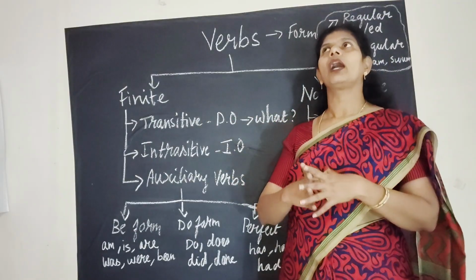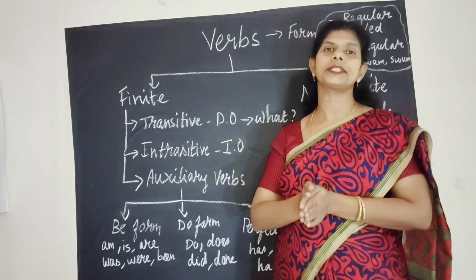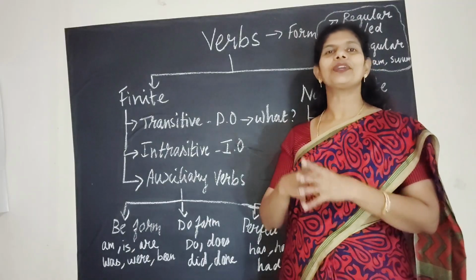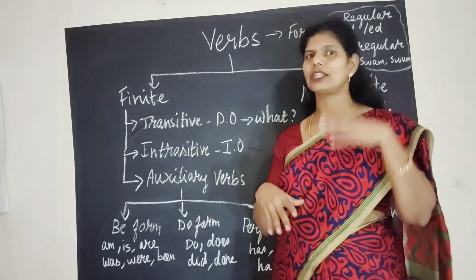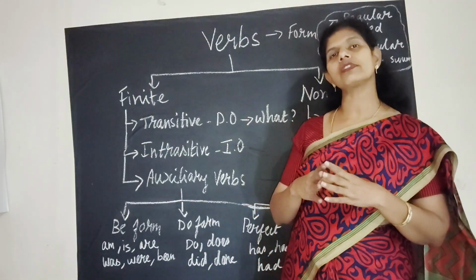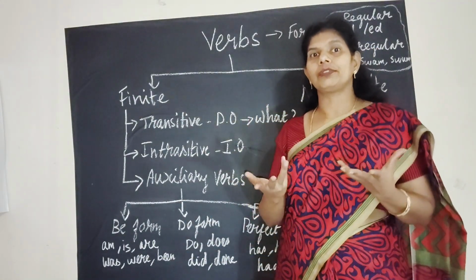Let's take an example: I gave a chocolate to my son. Now here there are two objects: a chocolate, and to my son. Which of these is answering the question? If I ask, what did I give?